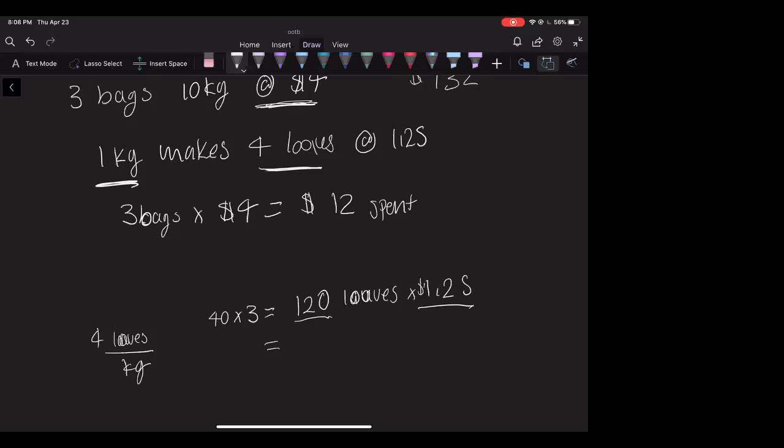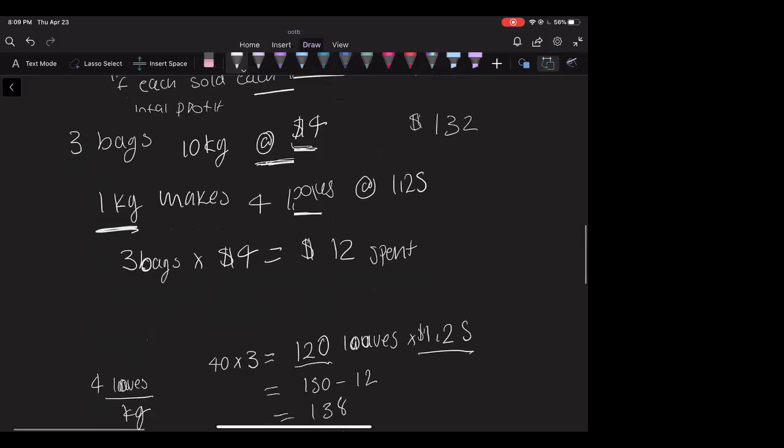120 times 1.25 equals 150. So that's how much money he made. $150? Yes. But that's not his profit. Profit is $150 minus 12, so that will equal 138. And that should be your answer.